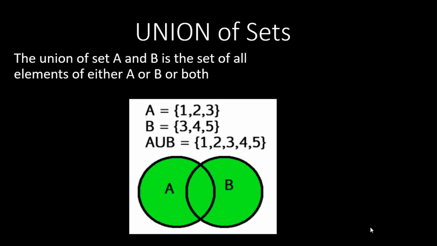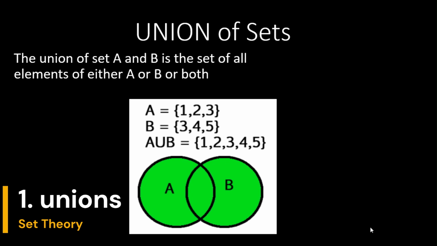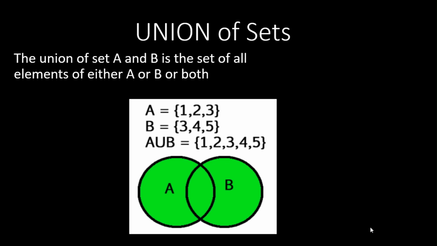The first concept is to understand the union of sets. The union of sets A and B, as illustrated, is the set of all the elements of either A or B or both. What am I talking about? Look at set A. It has elements 1, 2, and 3. And then set B has elements 3, 4, and 5. If I were to get a union, it would be all the elements present in A and all the elements present in B, and it would be represented as A ∪ B, with the U in between representing a union of all the elements found in both.